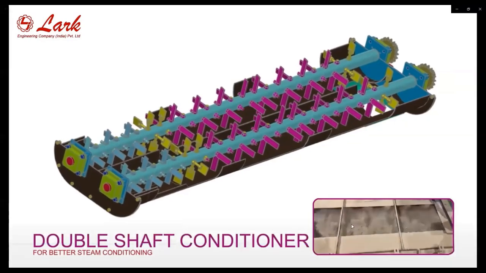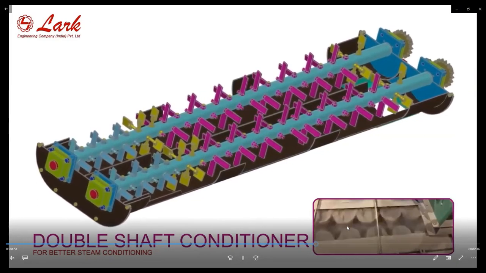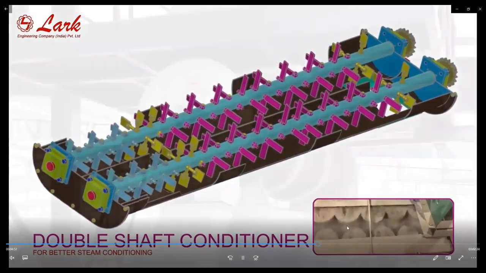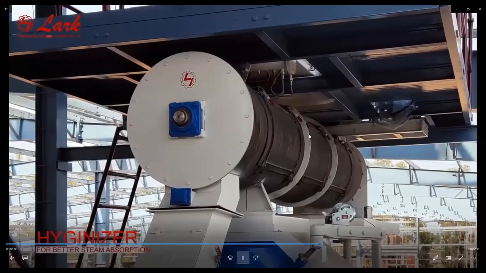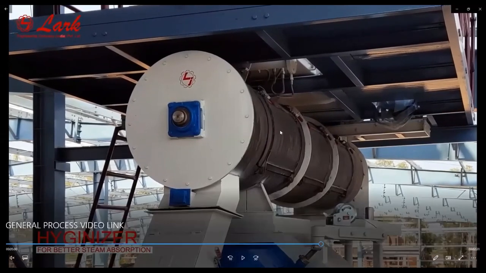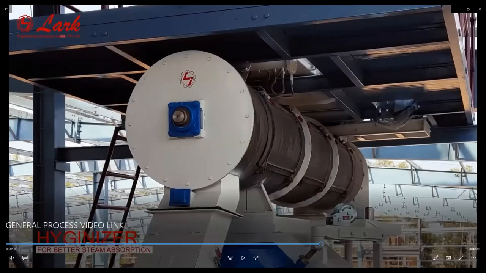You can see the material movement in a double shaft conditioner is like that. All material goes into the air and the steam at this, and this is the retentioner. Retentioner is a rubberized long vessel. With the help of the VFD, we can even have the retention time up to 100 seconds.